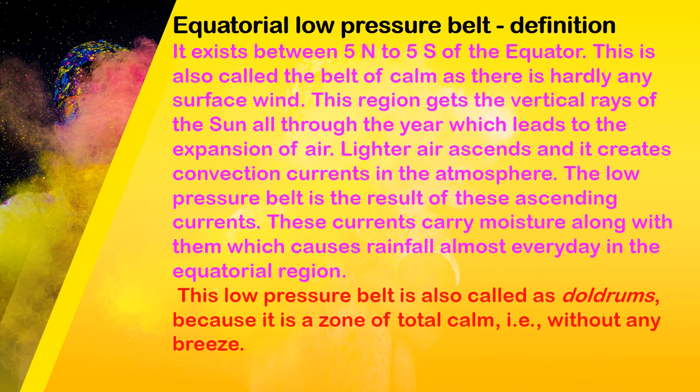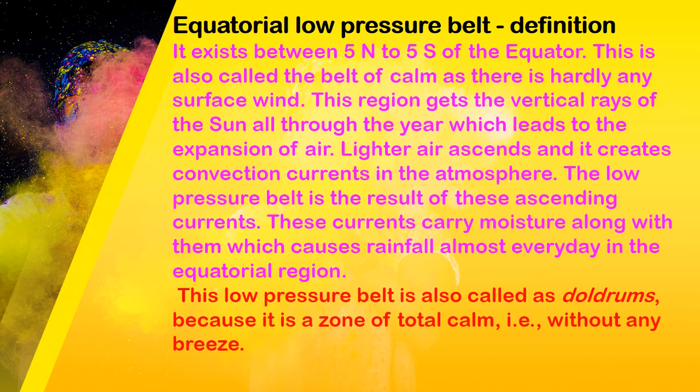This region gets the vertical rays of the sun all through the year, which leads to the expansion of air. Lighter air ascends and creates convection currents in the atmosphere. The low pressure belt is the result of these ascending currents. These currents carry moisture along with them, which causes rainfall almost every day in the equatorial region. This low pressure belt is also called doldrums because it is a zone of total calm, without any breeze.